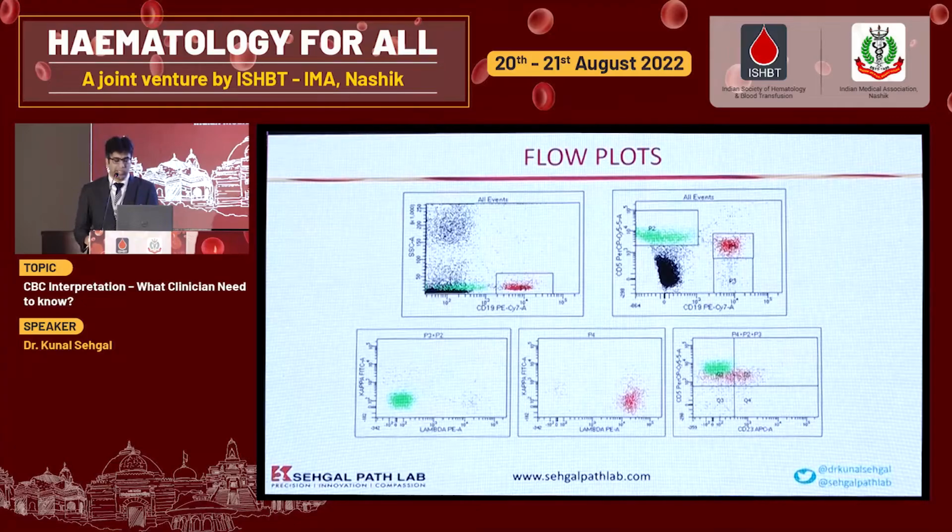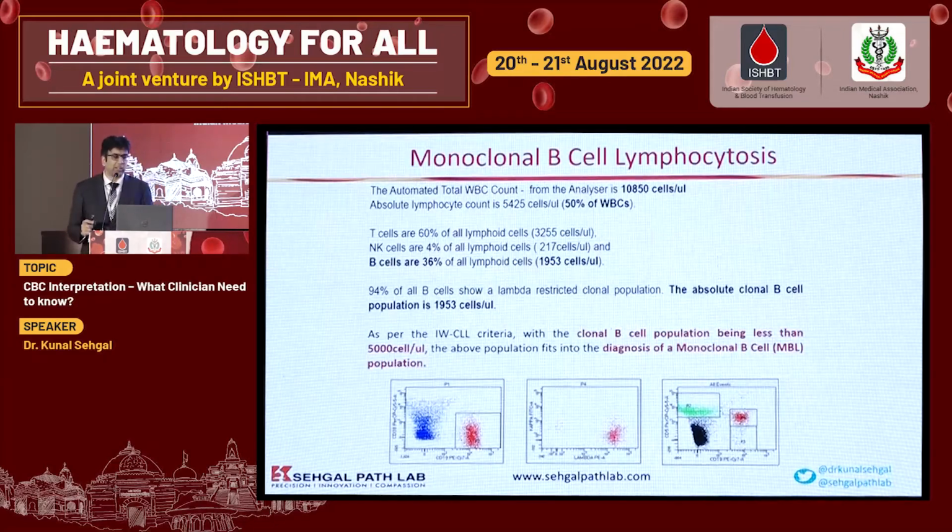So we are looking at a 5 and 23 co-expression with a lambda clonality. And we know this patient also had CD43, which is a typical phenotype of CLL. Okay, but there is a catch here.